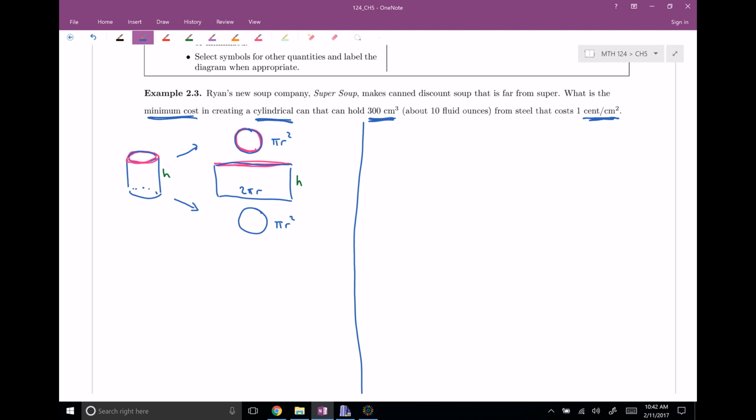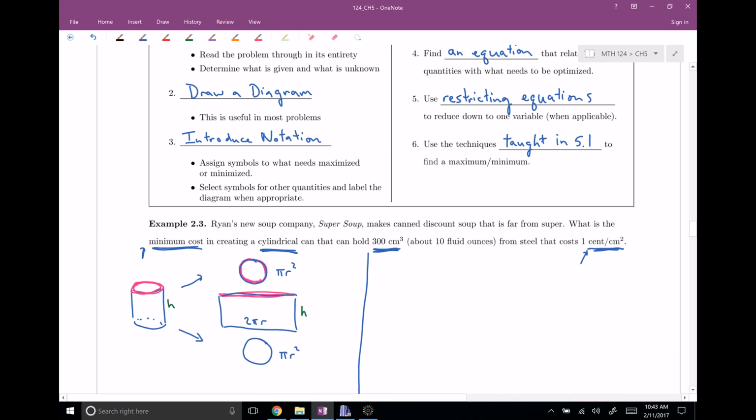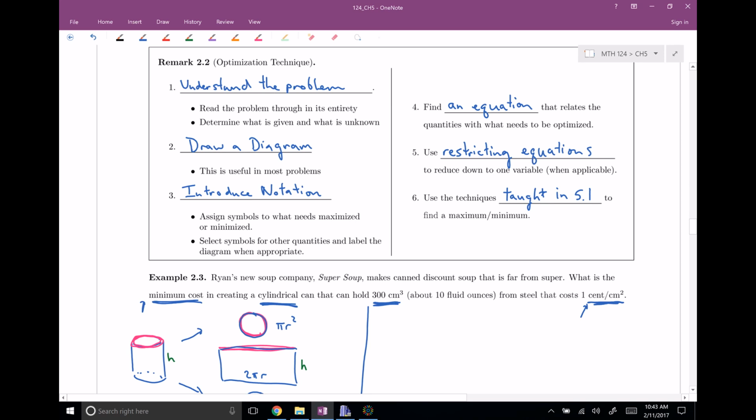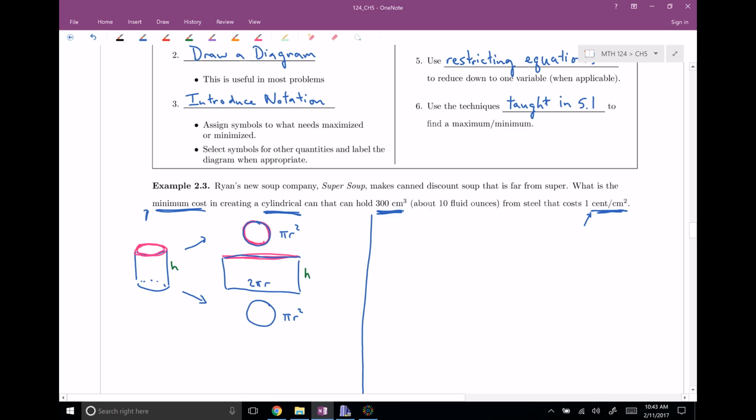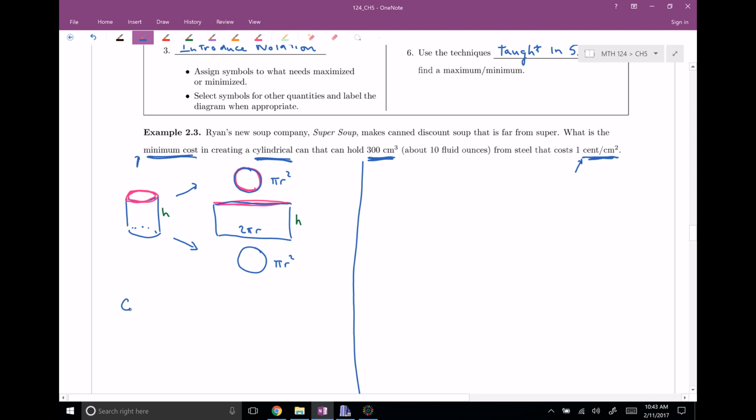And why we wanted to look at these area pieces is because it costs 1 cent for each amount of area, each square centimeter. So let's go ahead and build our cost function. We've introduced notation already. If I go down the list again, we've understood the problem, we've drawn a diagram, we've introduced some notation, we have R's and H's. And now we need to introduce notation for something that needs to be optimized. So number 4, find an equation that relates the quantities with what needs to be optimized. So I need to minimize cost. So optimize cost, and I would like to find a minimum. So cost, I'm going to go ahead and call this C. Makes a lot of sense.